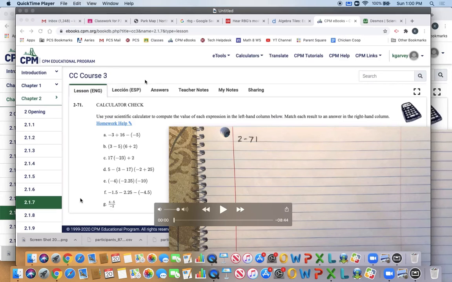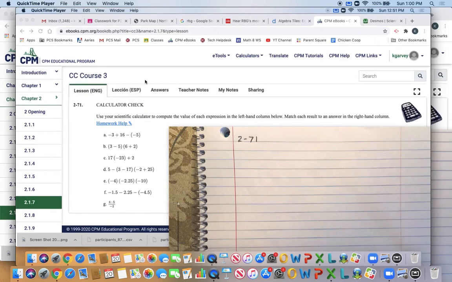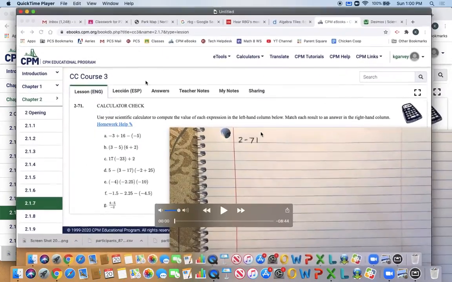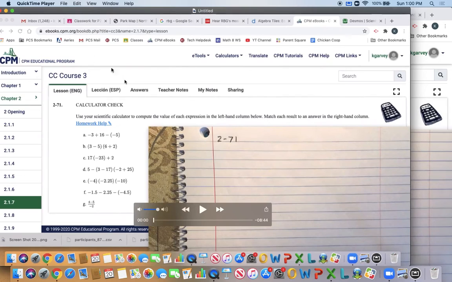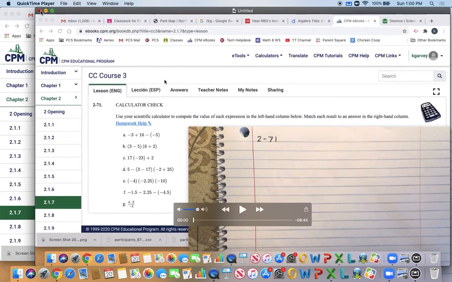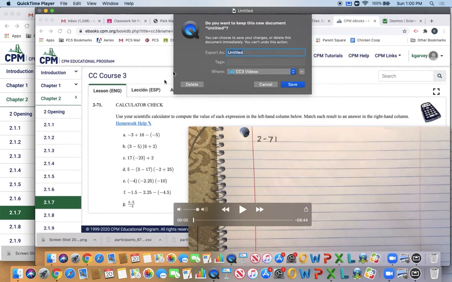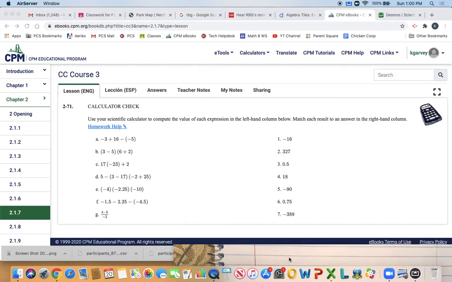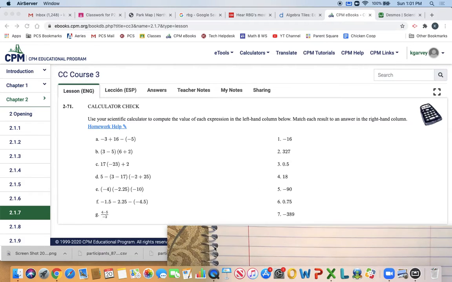This is problem 2-71, the calculator check. You're supposed to use your scientific calculator to compute the value of each expression in the left-hand column, and match each result to an answer in the right-hand column. So in the right-hand column, which is right here, these things.